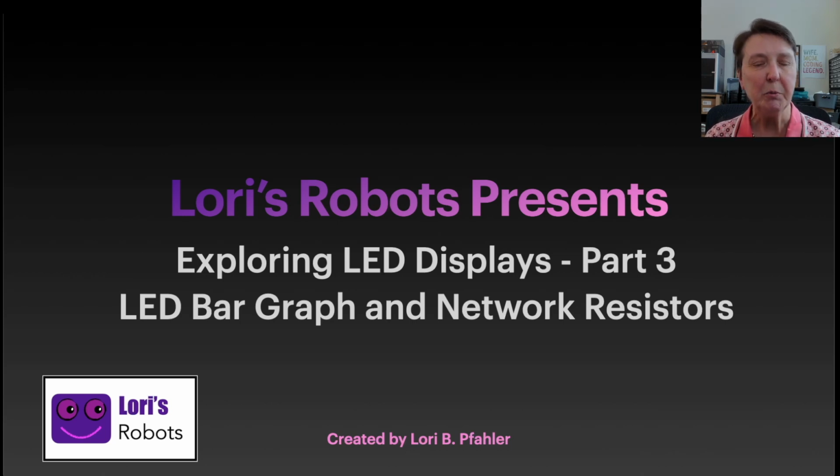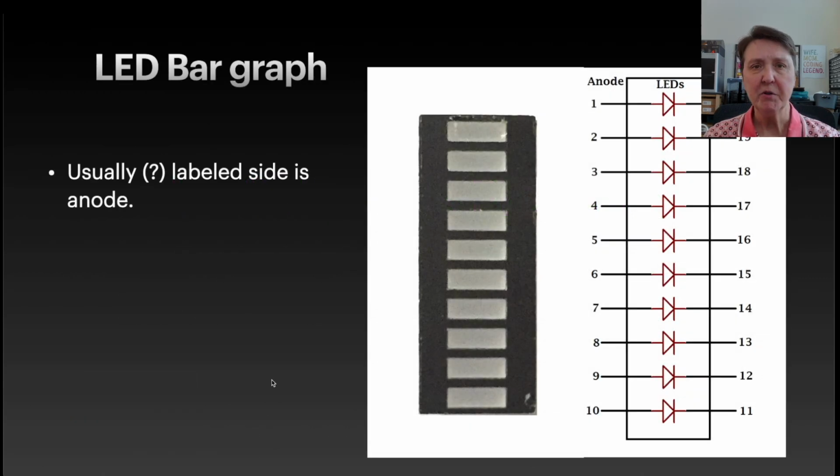This is the third part of a set of episodes focusing on exploring LED displays. In this episode, we're going to learn how to hook up an LED bar graph and use network resistors in our circuit. Here's what an LED bar graph looks like, the kind that you would get in a beginning electronics kit. And I have one of them here.